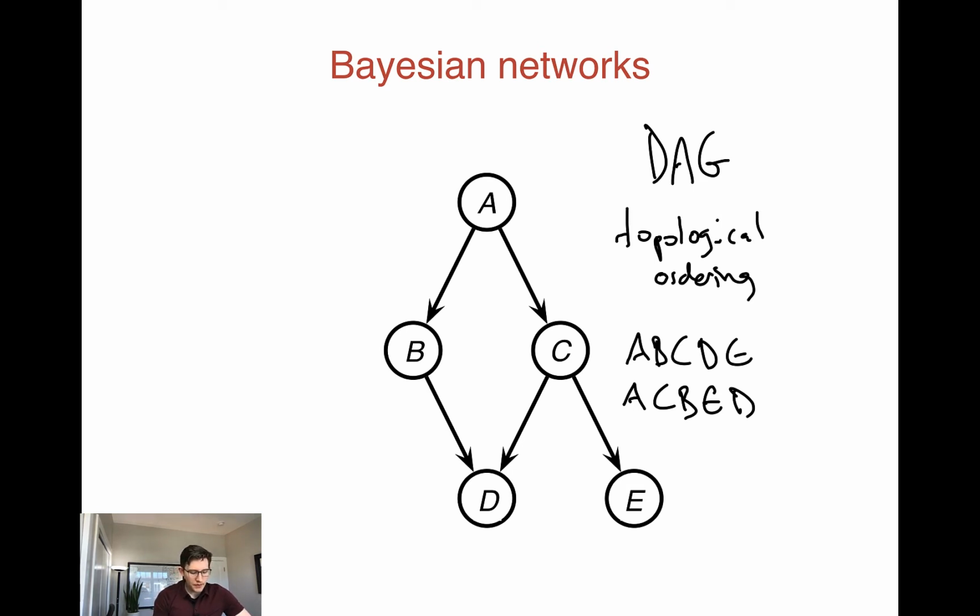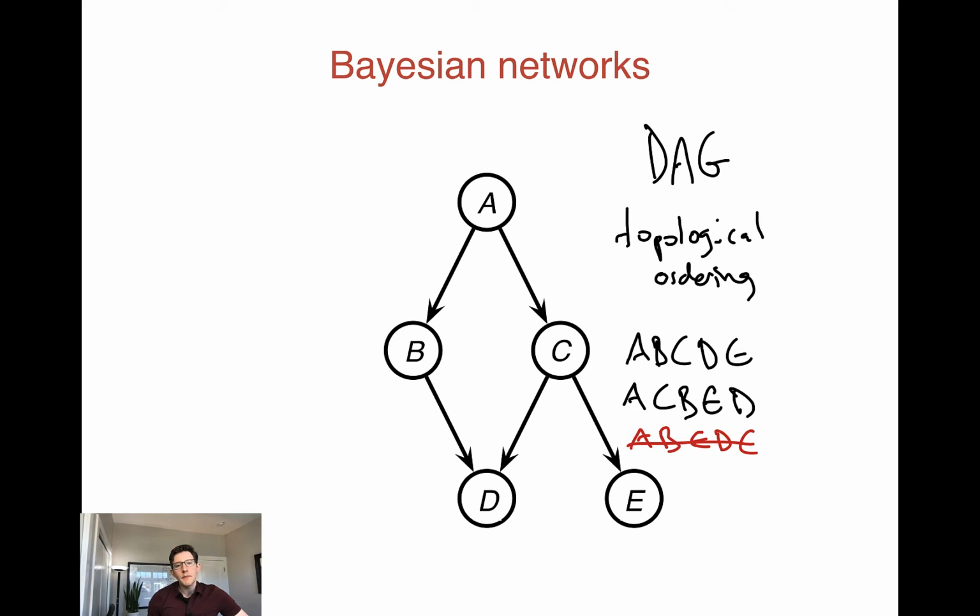An example of a non-topological ordering would be something like A, B, E, D, C. Notice, for example, that C occurs after E, even though C is a parent of E. That's a property that we're going to use a couple times coming up.